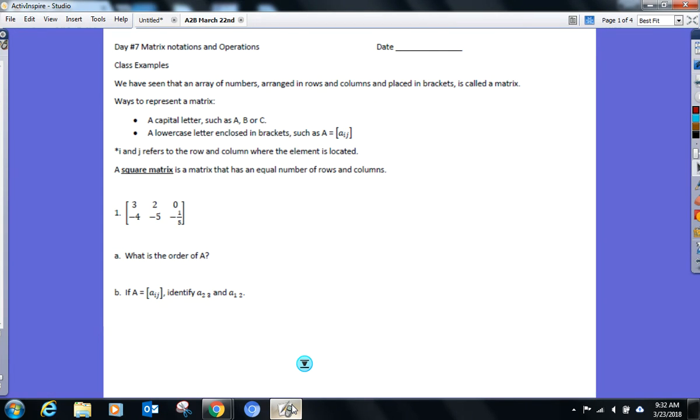All right, first thing. Naming a matrix. You could see it as a capital letter, A, B, C, capital letters, or with a lowercase letter. And I'll talk about what the lowercase letter means in a second.